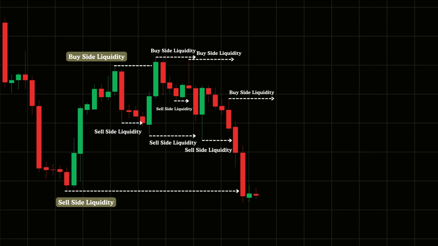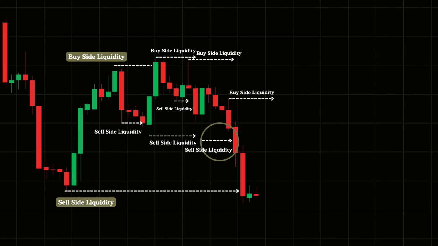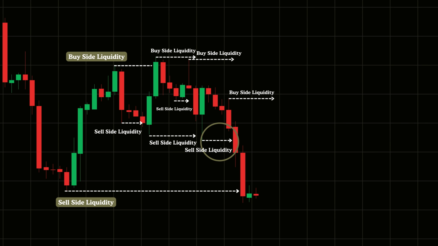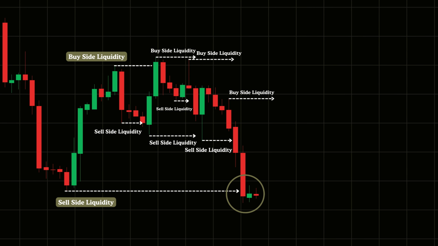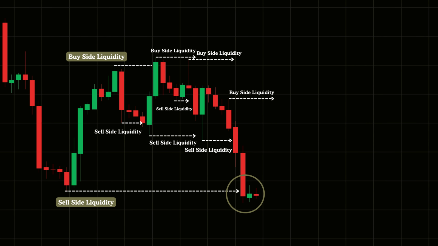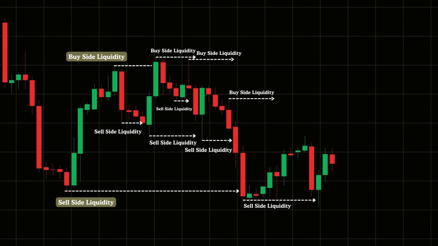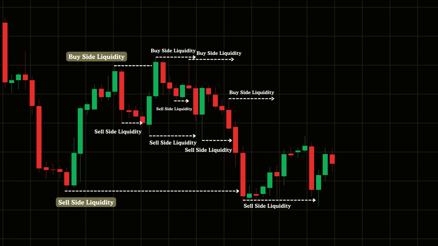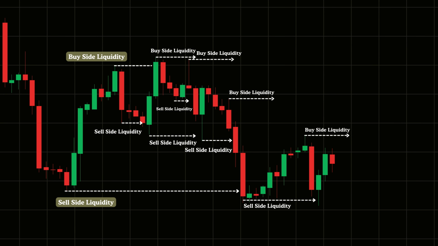Following this, price continues to push lower, sweeping the sell-side liquidity resting below the previous swing low. At the same time, it's clear that the market has formed another swing low, meaning we now have freshly generated sell-side liquidity beneath this new low. Let's move forward. Here again, we spot another swing high, confirmed by the presence of a lower high on each side. This marks another buy-side liquidity level resting just above that swing high.